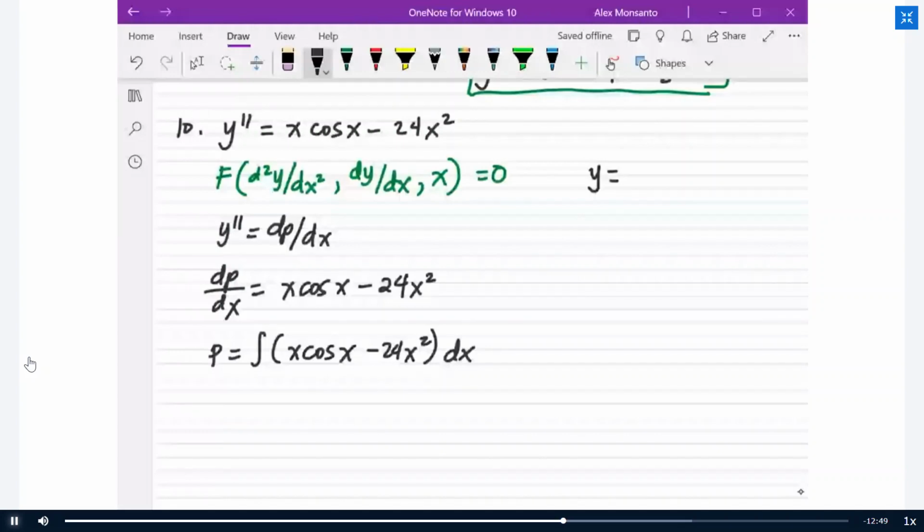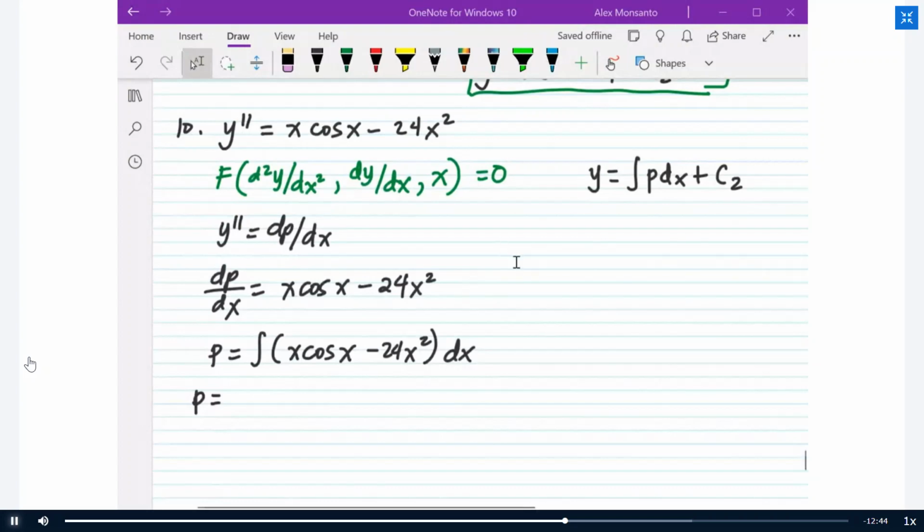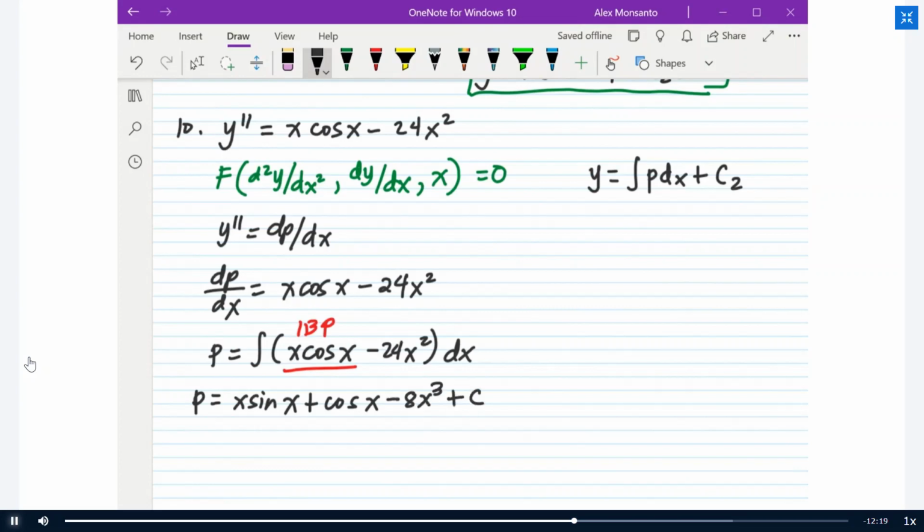Pag in-integrate na natin yan, well, ang integral po ng x cosine x, kung gagamitan natin siya ng integration by parts, gagamit tayo ng IDP dyan. So ang makukuha po natin will be x sine x plus cosine of x. Ayan. I think magmamatch naman po yan. Okay, ngayon, yung 24x squared, that will become negative 8x cubed, and then plus c sub 1. Then we can now proceed to this.